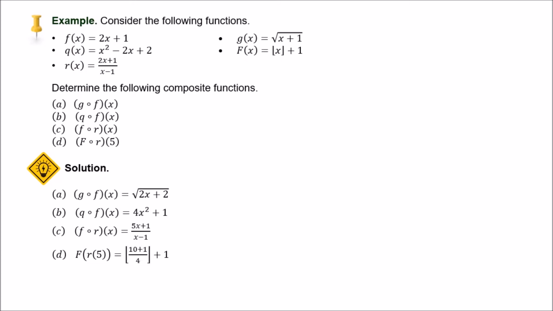We'll then have 10 plus 1 all over 4, that would be 11 over 4, or about 2.75. We then evaluate the floor function for 2.75. The floor function for 2.75 is equal to 2. Then finally, 2 plus 1 gives us 3.